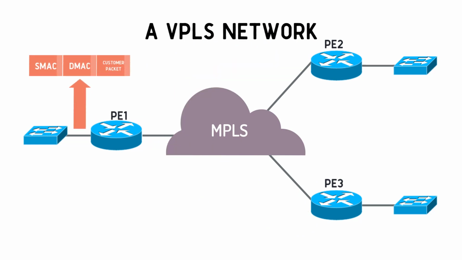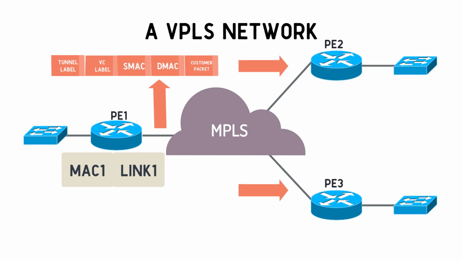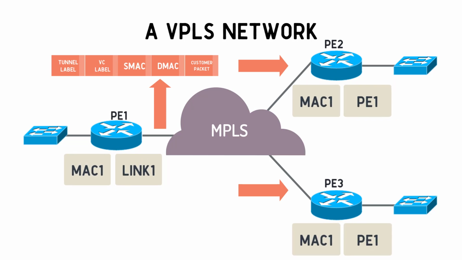Okay, action time. P1 receives a packet from the switch on its connected link called AC, or attachment circuit, in VPLS talk. Immediately it adds the source MAC on the packet, say MAC1, to its MAC table as reachable via link 1. And let's say it hasn't learnt the DMAC yet, so it floods the packet out to all of its VPLS neighbors. P2 and P3 receive this packet and populate their MAC tables with the new info that they've just learned. That is, if I ever want to reach MAC1, I need to go to P1.